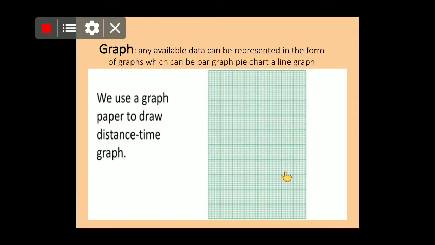Students, now we are going to talk about the distance time graph. Before we proceed further, we will first understand what a graph is all about. Any available data can be represented in the form of a graph, which can be a bar graph, pie chart, or a line graph.